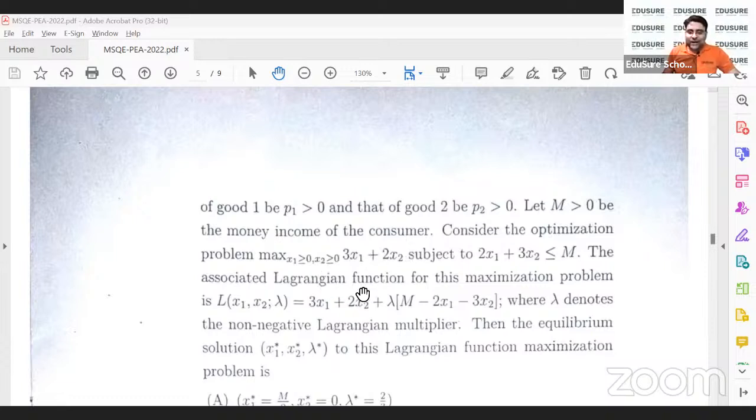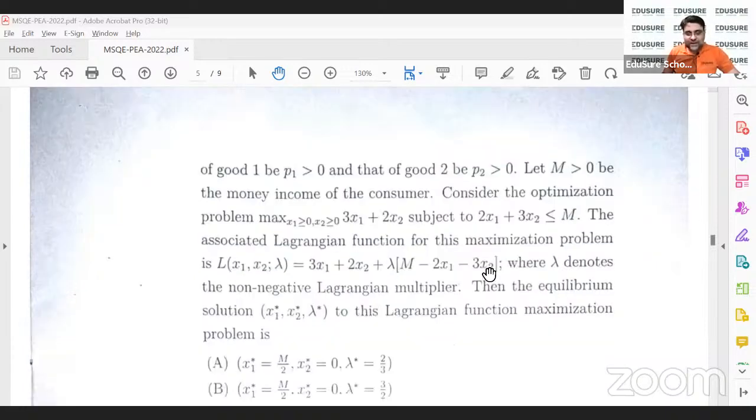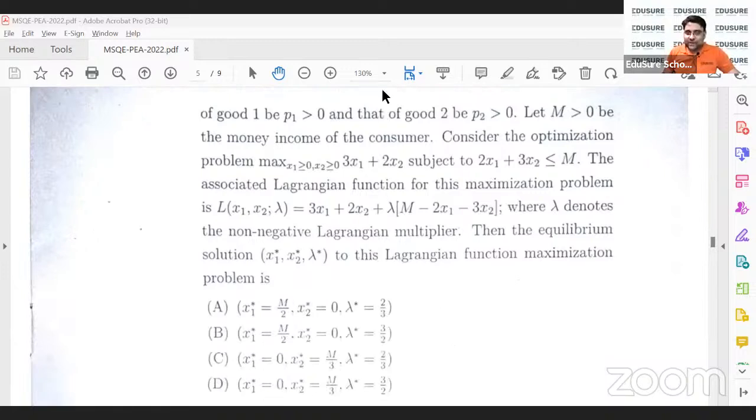The associated Lagrangian function for this maximization is as follows. Then the equilibrium solution wherein we need to find out x1, x2 and lambda. We need to understand how to deal with Lagrange when we have a perfect substitute case. In the case of perfect substitute, we can't equate the two slopes, right? So we need to think about how to use the Lagrange. So here you will be using the Kuhn-Tucker solution when I don't have tangency.